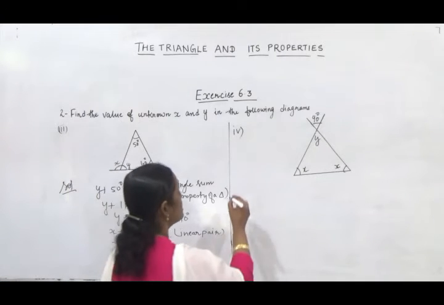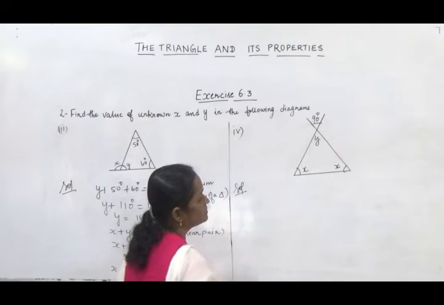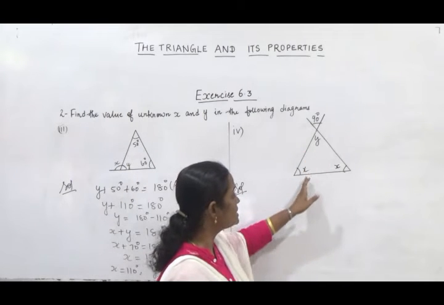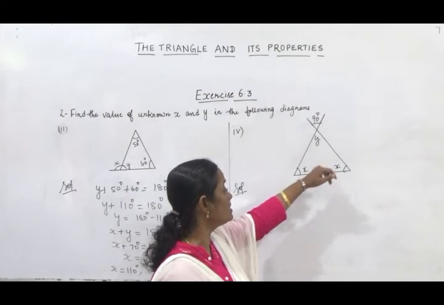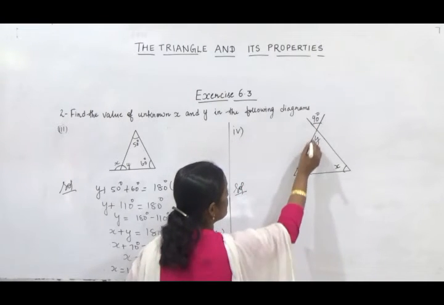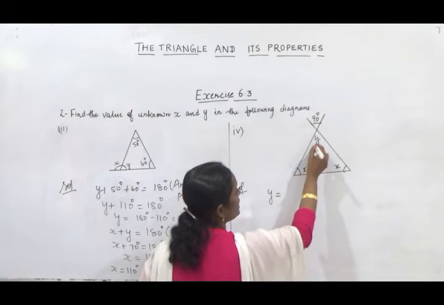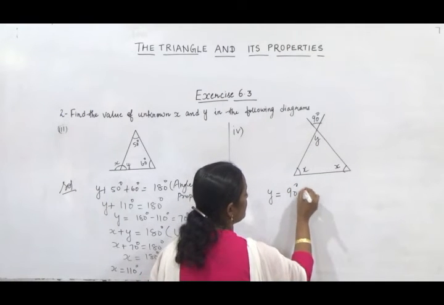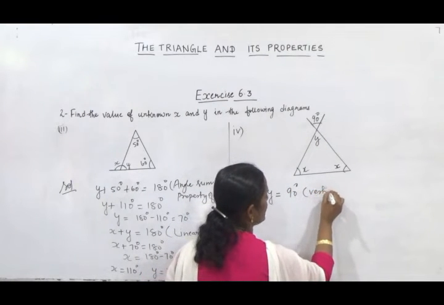The next question here, the three angles are given, they are x, x and y. So here this angle is given, here it is 90 degree. So here you can observe from the figure that y is equal to 90 degree, y, they are vertically opposite angles.